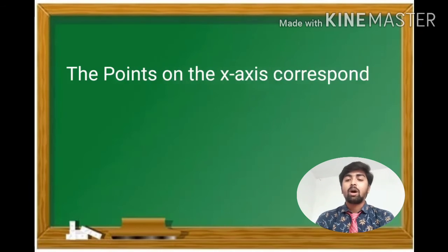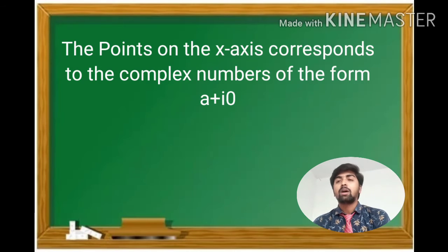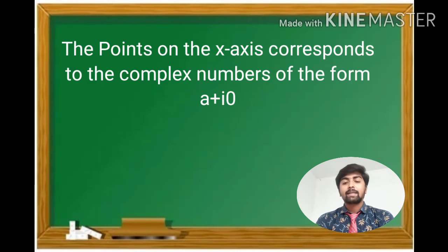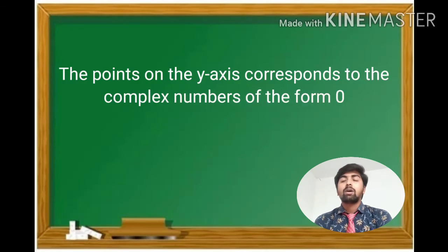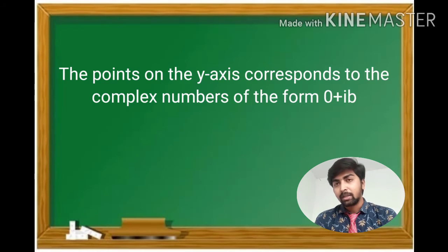The points on the x-axis correspond to the complex numbers of the form a plus i0. It means that the points on the x-axis correspond to the real part of a complex number. The points on the y-axis correspond to the complex numbers of the form 0 plus ib, that is purely imaginary number, meaning the imaginary part of a complex number.